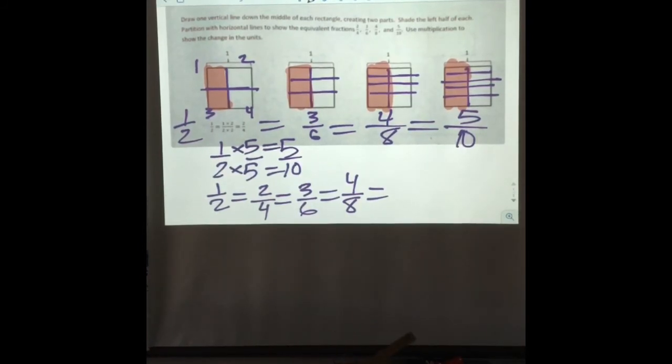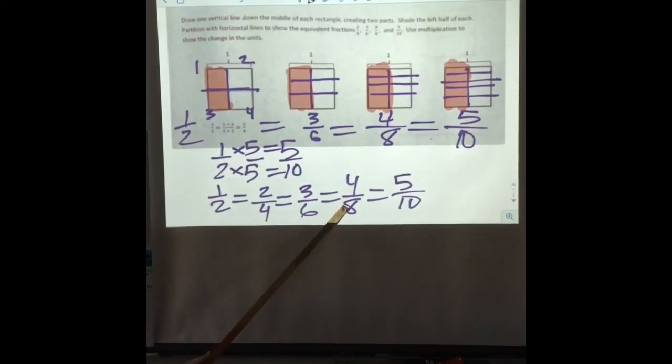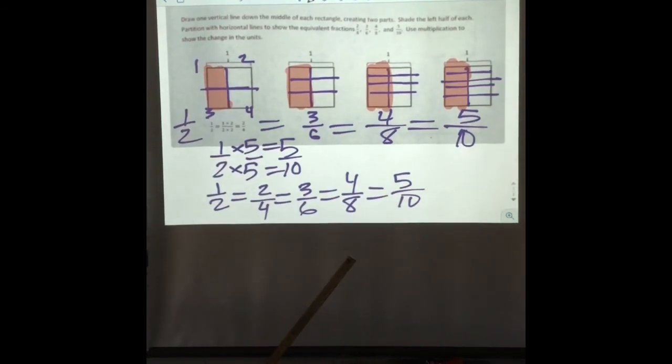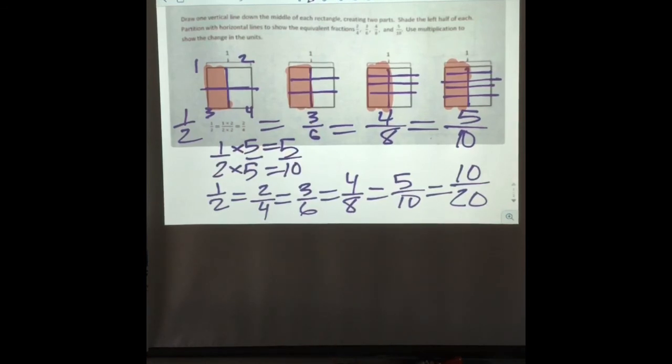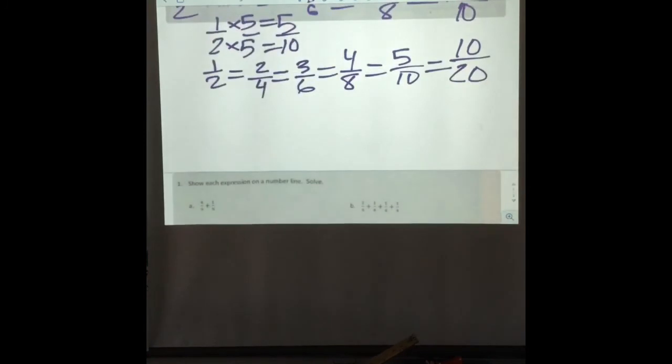Good job. So if you notice, we made equivalent fractions, right? Yes. We've made a half, which equals 2/4, which equals 3/6, which equals 4/8, which equals 5/10. Now, I'm just going to take it a step further and say, let's say my number is 20. What is half of 20? 10. Good job. So we could even show this if we could draw our line small enough. All right, I hope you understand this. Let's move on to our next task.